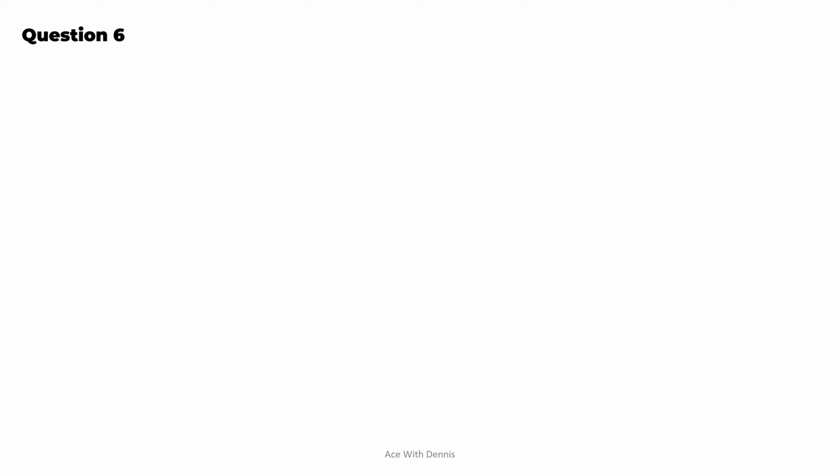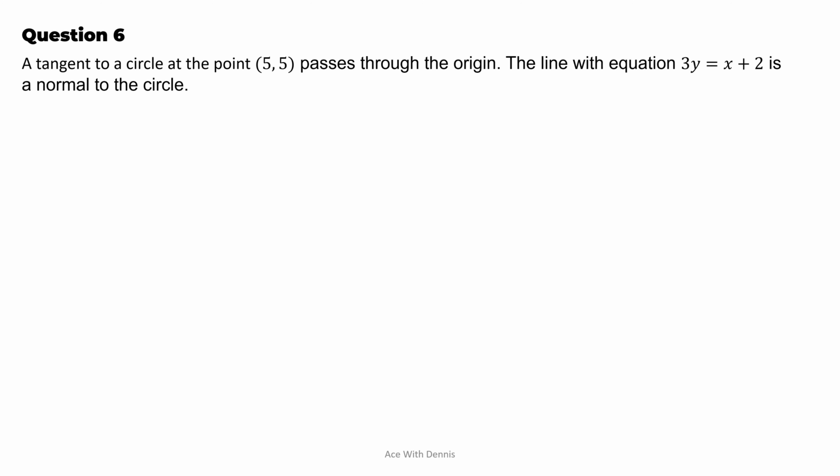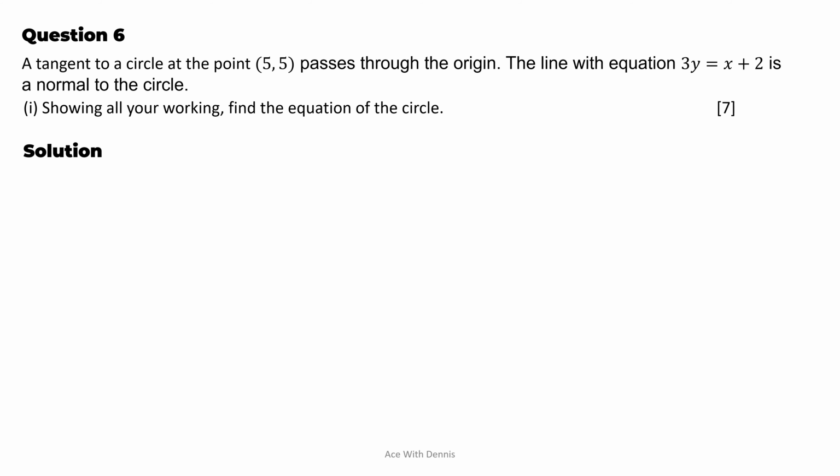Question 6. A tangent to a circle at the point (5, 5) passes through the origin. The line with equation 3y = x + 2 is a normal to the circle. Showing all your working, find the equation of the circle. 7 marks. Here is the solution.